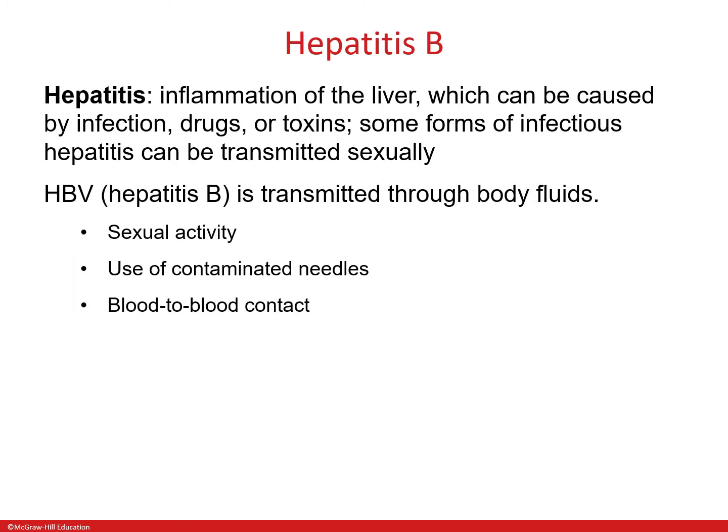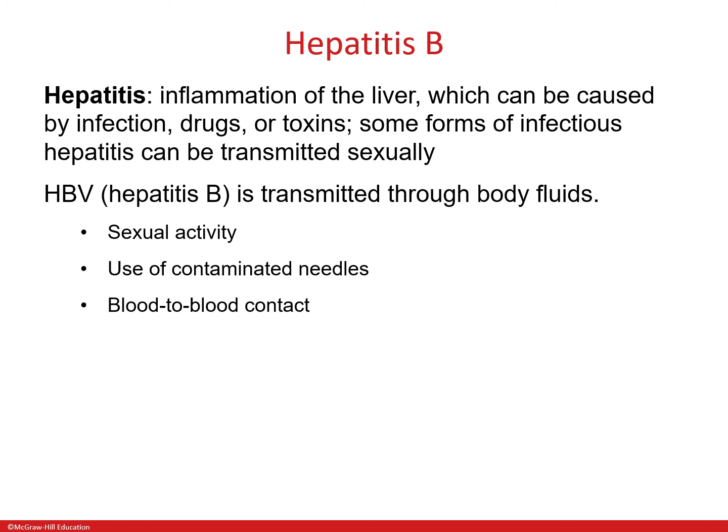Hepatitis B. Hepatitis B is the inflammation of the liver and can cause serious and sometimes permanent damage to the liver, which can result in death in severe cases. It can be caused by infection, drugs, or toxins. Some forms of infectious hepatitis can be transmitted sexually. So out of the many types of hepatitis, hepatitis B is somewhat similar to HIV, but is much more contagious than HIV, and it can be also spread through non-sexual close contact.